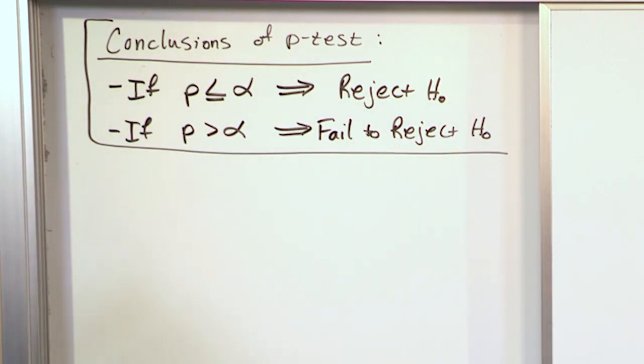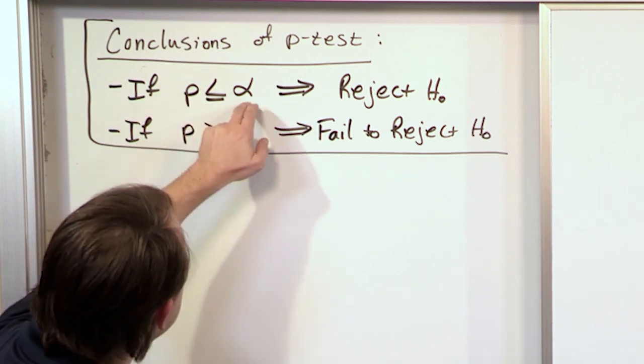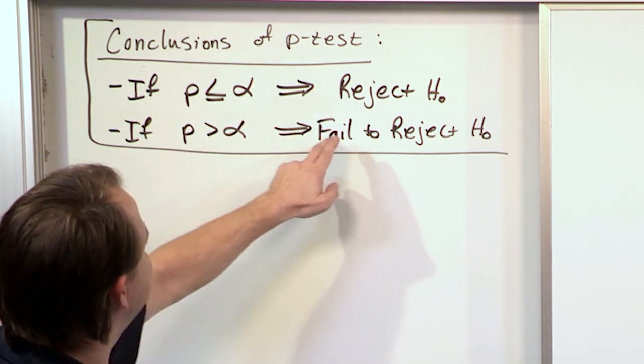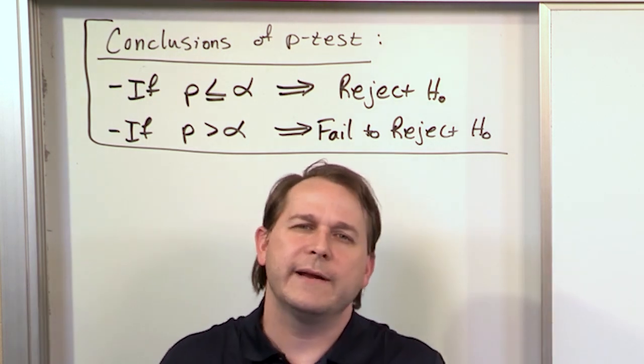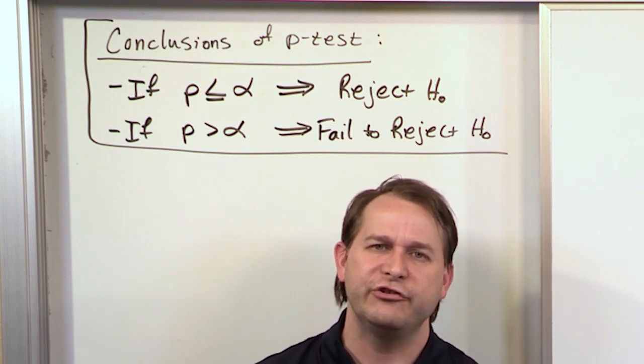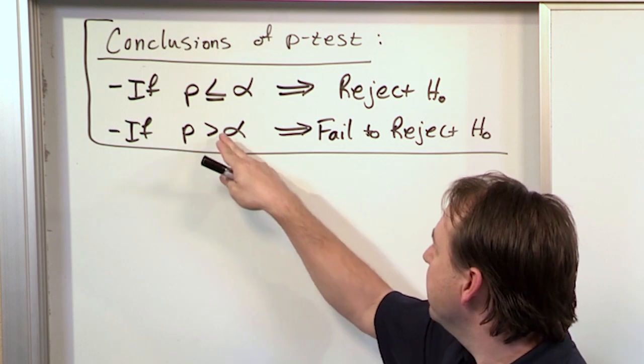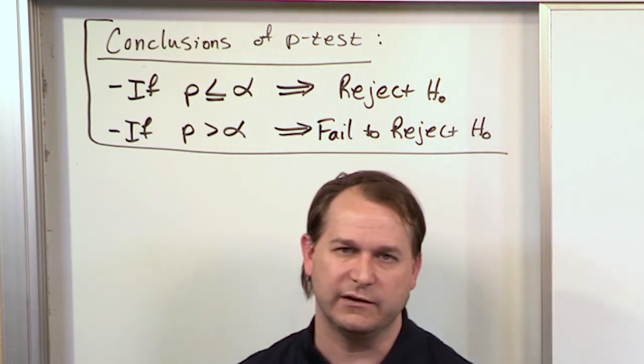Now, I'm going to tell you right now, when I first read this, that if p is less than this, we reject it, and if p is greater than this, then we fail to reject it, maybe the first 10 times that I read that, I did not understand intuitively why this would lead to rejecting the null hypothesis and this would lead to failing to reject the null hypothesis.